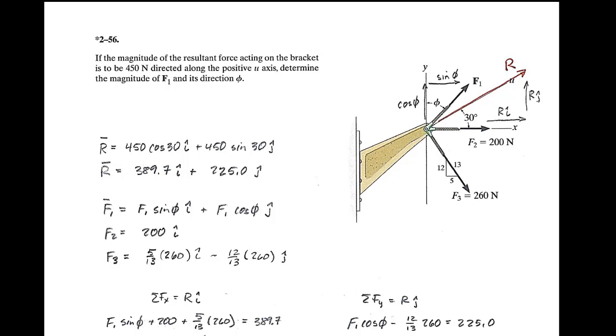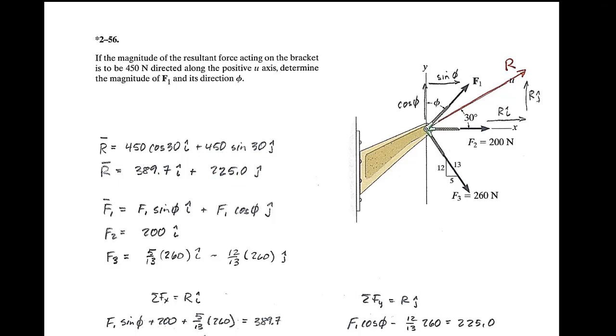Again, we started with knowing that the resultant is on that axis, u, and it's in this direction, so there's going to be a component in the i direction and a component in the j direction. So I started by just defining that: 450 cosine 30 in the i direction, 450 sine 30 in the j direction. You can multiply those out and you get the numbers.